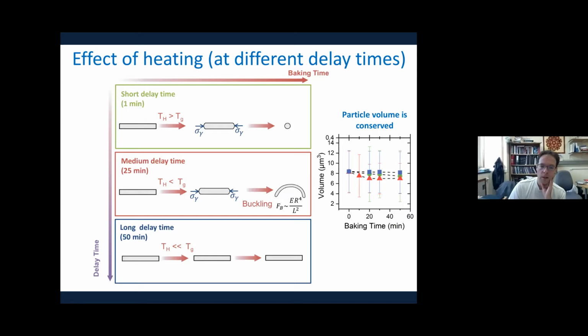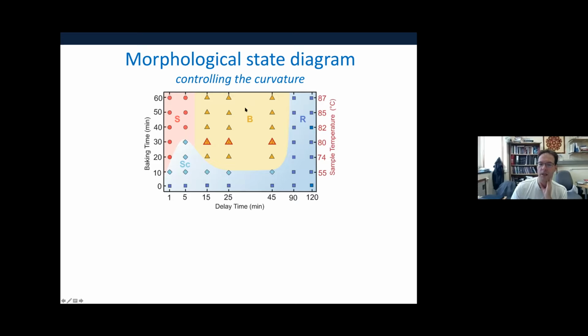So we can summarize this in this morphological state diagram, i.e. controlling the curvature of these bananas, where on the horizontal axis I'm plotting delay time, which is, as I said, more or less a measure for the cross-linking density. On the vertical axis on the left-hand side, I'm plotting the baking time, which is the time they spend in the oven. On the right, it's not so relevant for now, it's just the temperature. If you have zero baking time, i.e. you don't put them in the oven, of course you get rods all the time. If you go to very large delay time, so full cross-linking on the right-hand side here, they don't bend at all, and you just keep having rods.